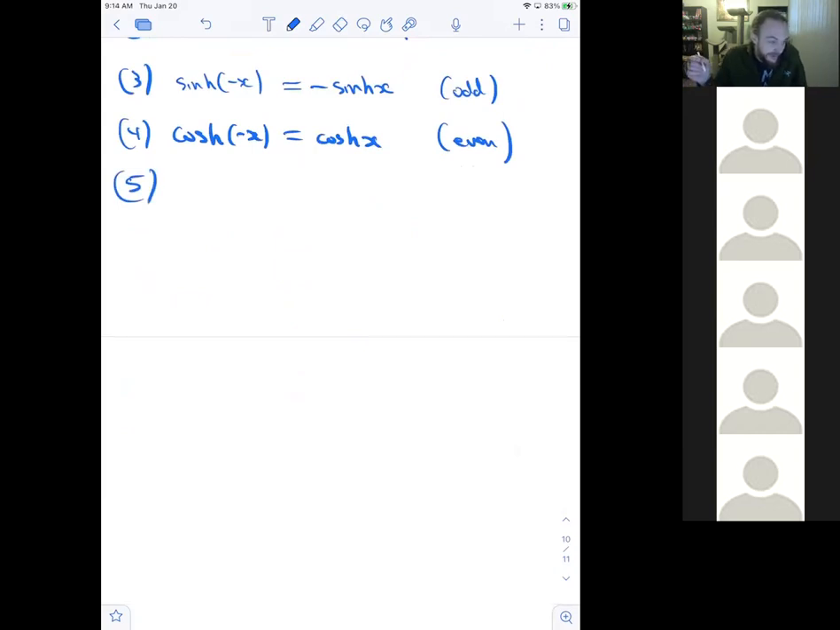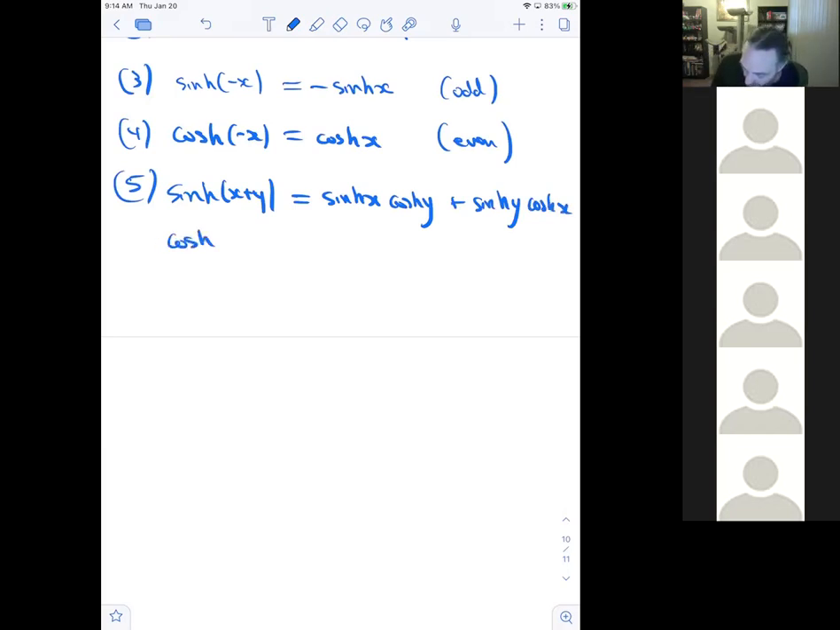Number 5, we're going to have the addition formulas. Sine hyperbolic of x plus y is equal to sine hyperbolic x cos hyperbolic y plus sine hyperbolic y cos hyperbolic x. And cos hyperbolic of x plus y is cos hyperbolic x cos hyperbolic y plus, there's no minus, sine hyperbolic x sine hyperbolic y.